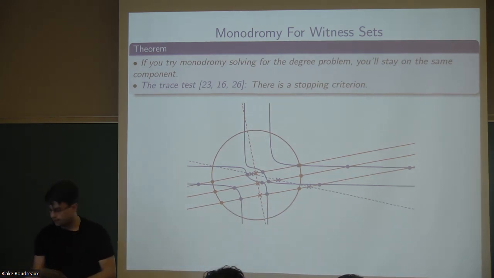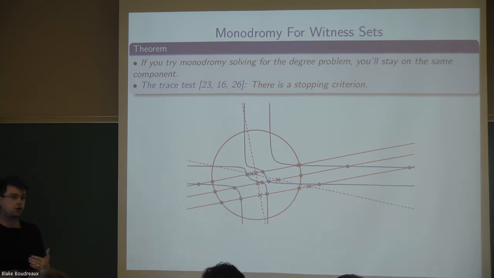Okay, but the nice thing is that, I mentioned this monodromy computation, you want a stopping criterion. You want some way to verify you have found all the solutions. And when you're doing a witness set computation, there's this really, really cool test called the trace test, which will tell you whether or not you have found all the solutions.